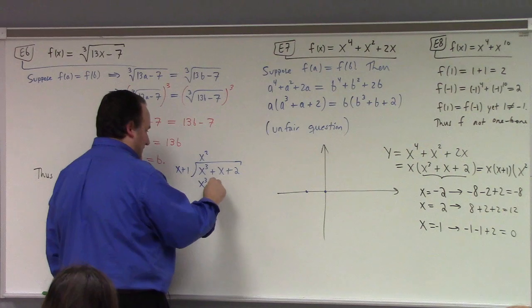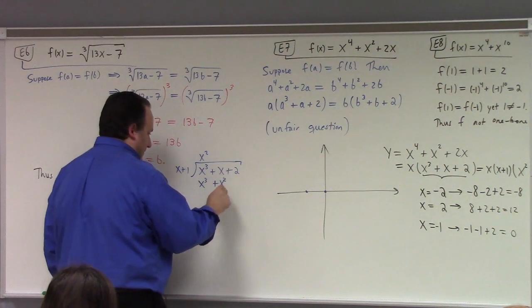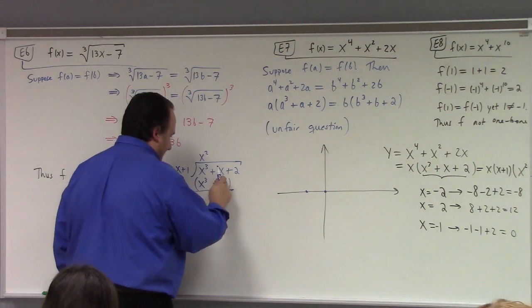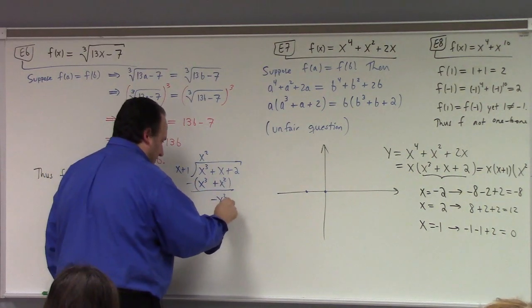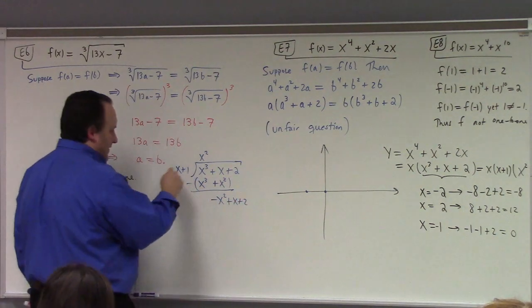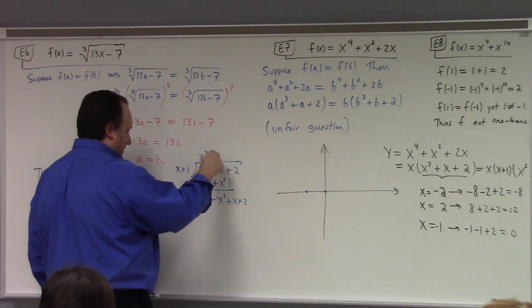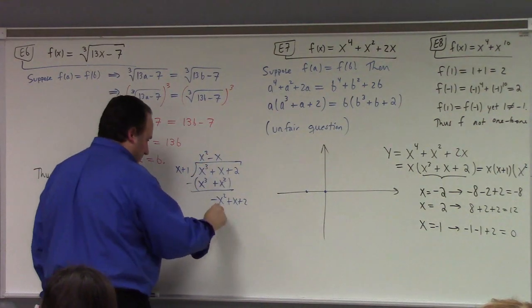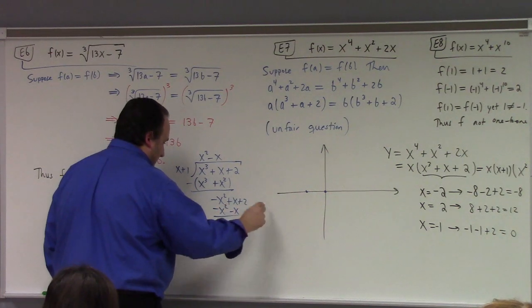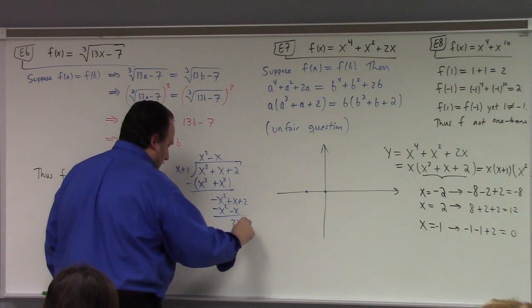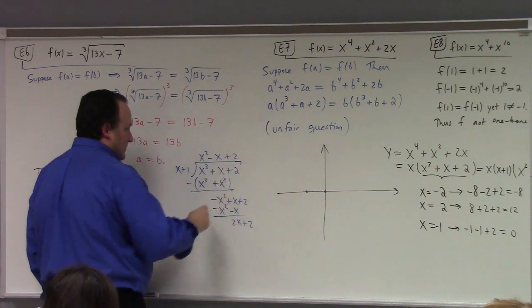X cubed plus x squared. We take the difference, and we get minus x squared plus x plus 2, and then minus x apparently. So that gives me minus x squared minus x. Take the difference, that gives me 2x plus 2, that's good, plus 2.